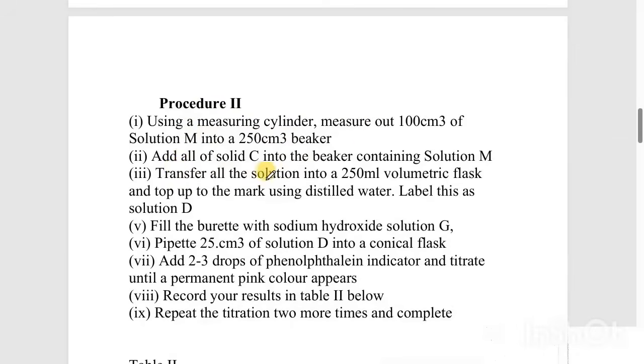Transfer all the solution into a 250 ml volumetric flask and top up to the mark using distilled water. Label this solution D. Fill the burette with sodium hydroxide solution G, pipette 25 of solution D.